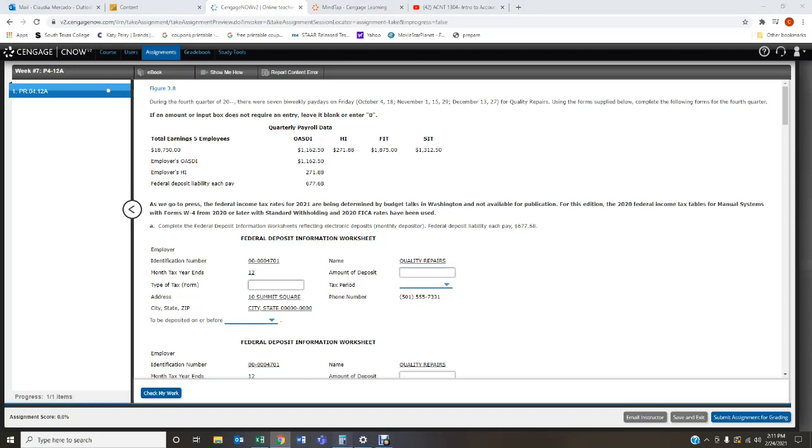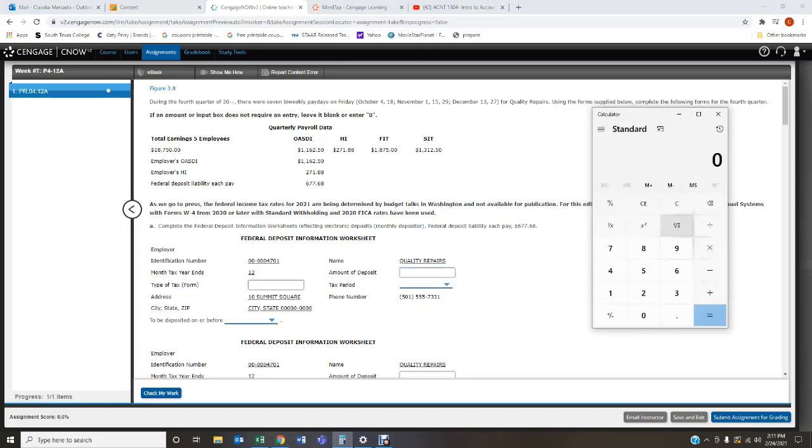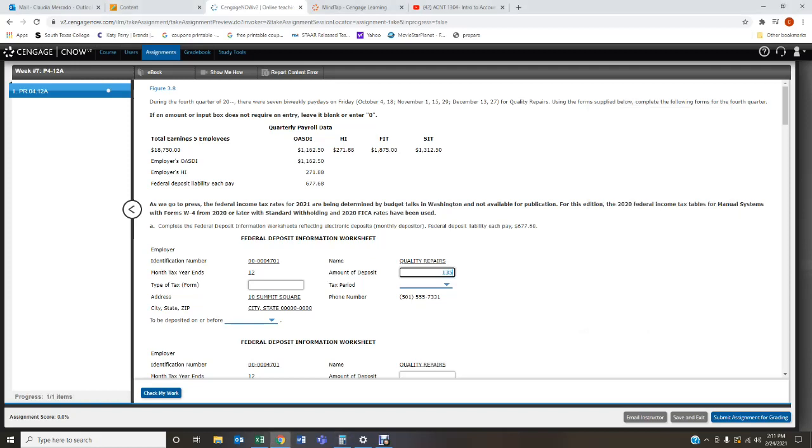I'm going to get my calculator out. We've got the liability $677.68. I'm going to multiply that by the number of pay periods in October. I'm going to be doing October first. There were 2 pay periods in October, so I'm going to multiply that by 2. That gives me $1,355.36. That's going to be the amount of my deposit.